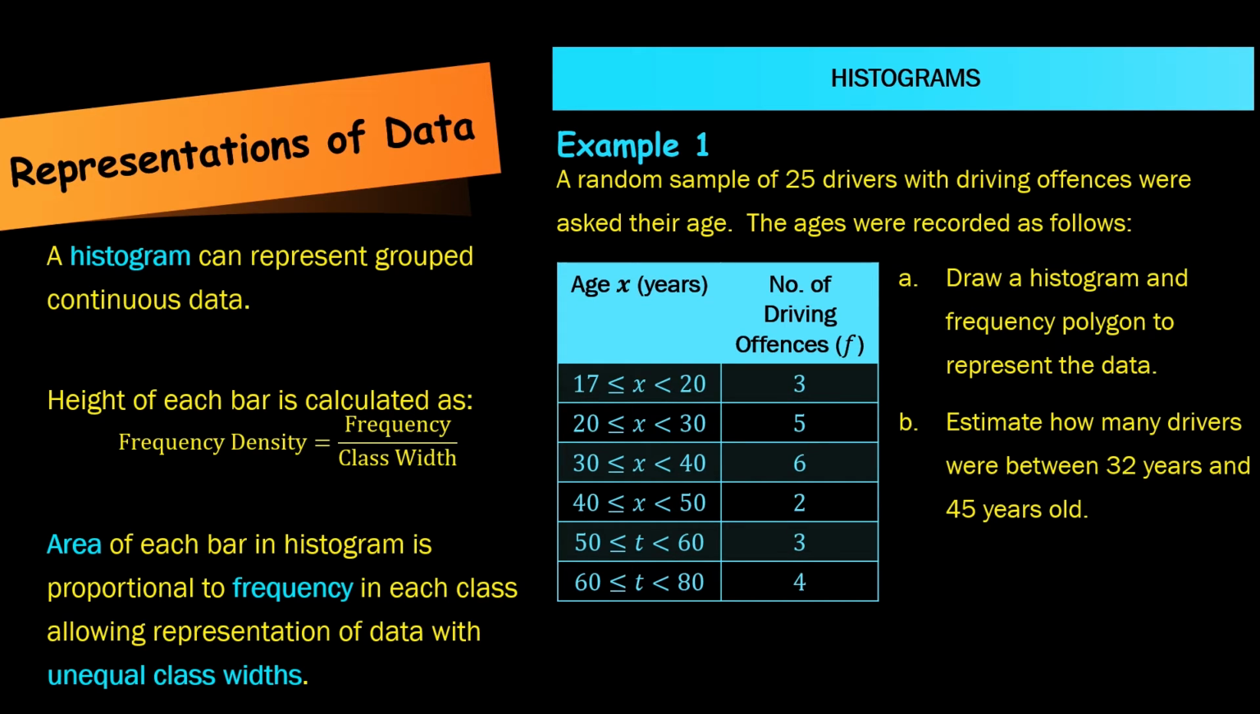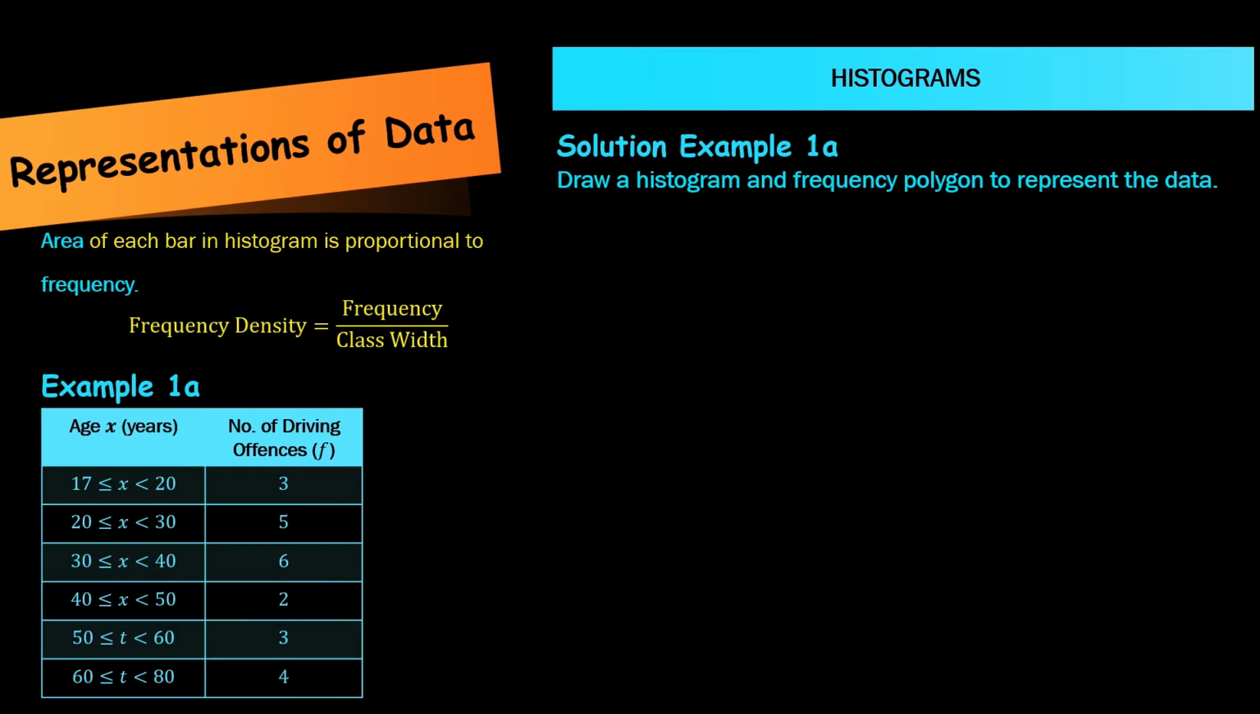Let's now take a look at an example. Pause the video and have a go. Press play when you're ready to view the solutions. So let's solve part A first. A random sample of 25 drivers with driving offences were asked their age. The ages were recorded in the table shown. We are required to draw a histogram and frequency polygon to represent this data.